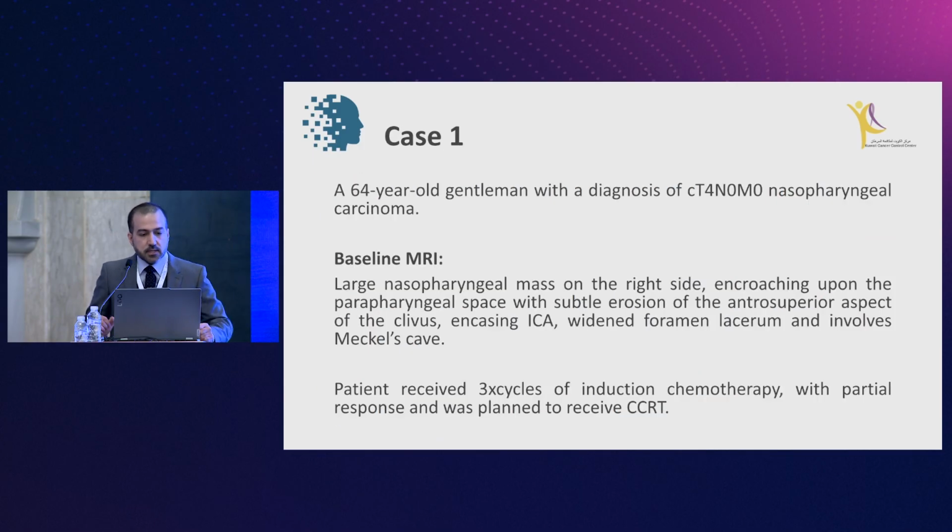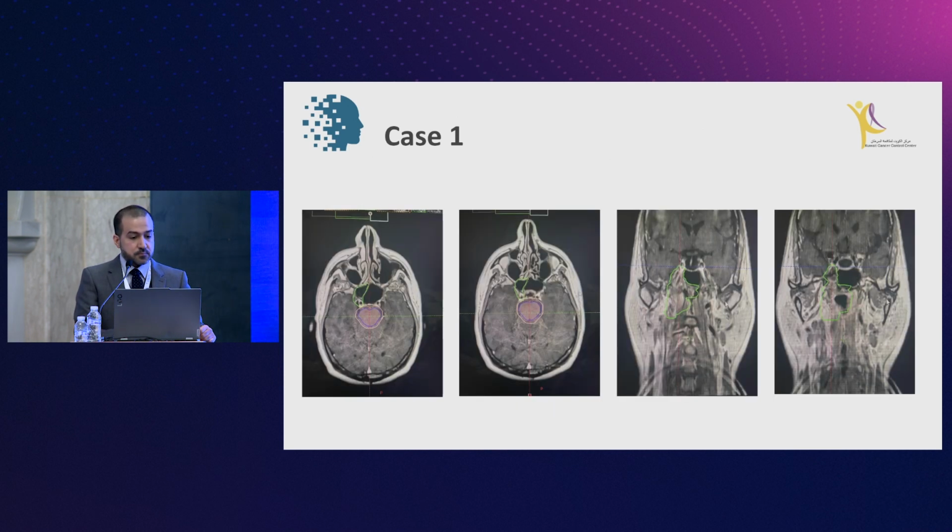So I will start with case one. It is a 64-year-old gentleman with a diagnosis of T4N0M0 nasopharyngeal carcinoma. He had his baseline MRI that showed a large nasopharyngeal mass on the right side, encroaching upon the parapharyngeal space with subtle erosion of the anterosuperior aspect of the clivus, encasing the ICA with widened foramen lacerum and involving up to the Meckel's cave. The plan was to start with 3 induction cycles of chemotherapy followed by radiation. The patient had a partial response.